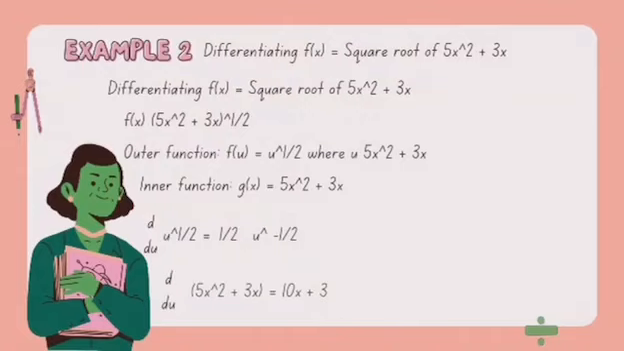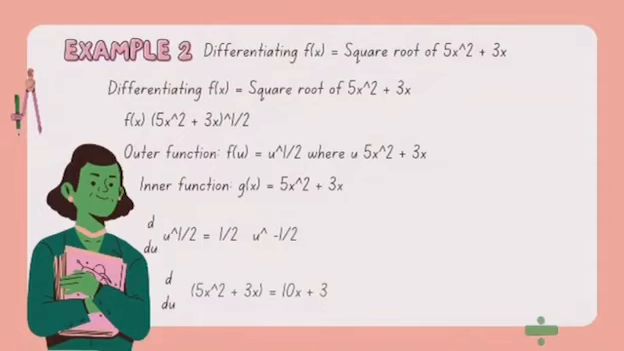Outer function. F of u equals u to the power of 1/2, where u equals 5x squared plus 3x. Think of the outer function as the square root or raising to the power of 1/2. The inner function is what's inside the square root. Inner function. G of x equals 5x squared plus 3x. This is the expression inside the square root.